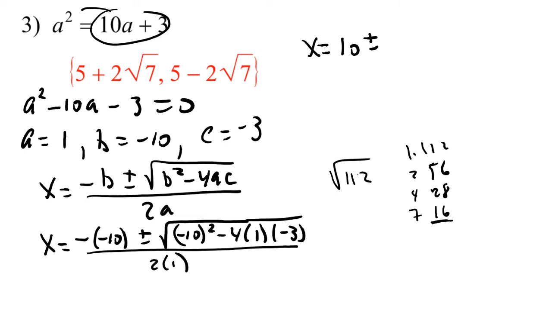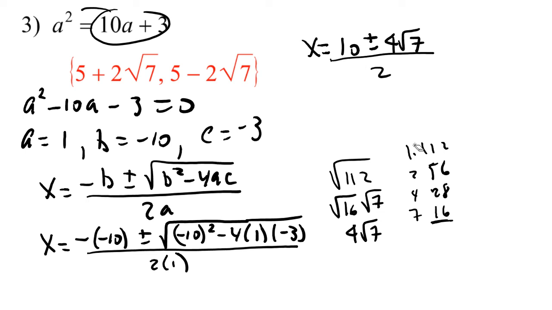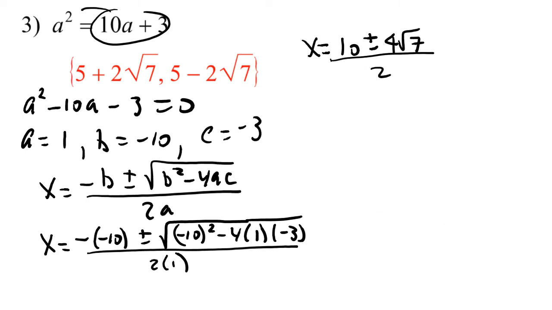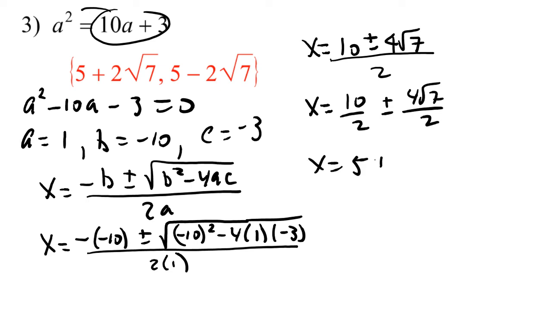square. So the square root of 112 is the same thing as the square root of 16 and the square root of 7. What's the square root of 16? 4 root 7. So then what's under the square root simplifies to 4 root 7. And then that's all divided by 2. All right, so now once I get that, now I can simplify it. So then x equals 10 divided by 2 plus or minus 4 root 7 divided by 2. So x equals 5 plus or minus 2 root 7.